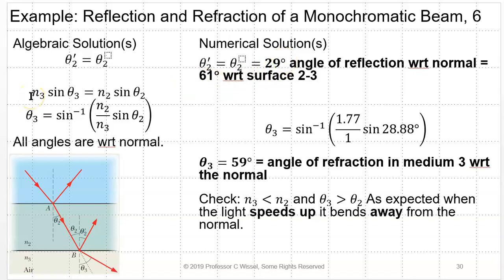Now we still have Snell's law, and we're going to solve this for theta 3. It'll be the inverse sine of N2 over N3 times the sine of theta 2. Theta 3 will be the inverse sine of 1.77 divided by 1, the 1 comes from the fact that it's air and we're going to assume it's close to 1, times the sine of 28.88 degrees. And this turns out to be 59 degrees. And that's the angle of refraction in medium 3 with respect to the normal. Now we checked this. We expected this to bend away from the normal, and it did. Theta 3 is greater than theta 2, because the light speeds up, so it can bend away from the normal.